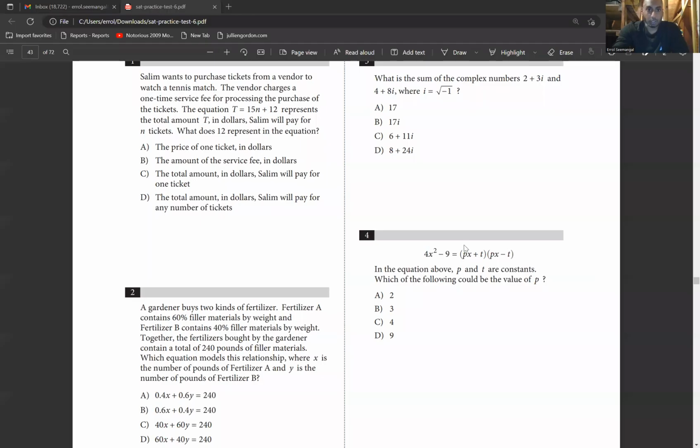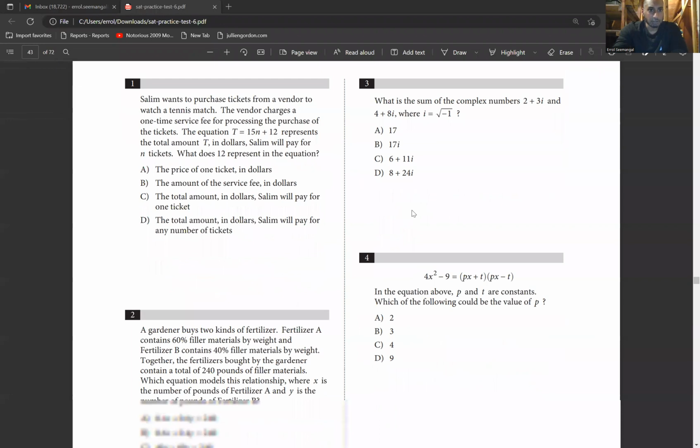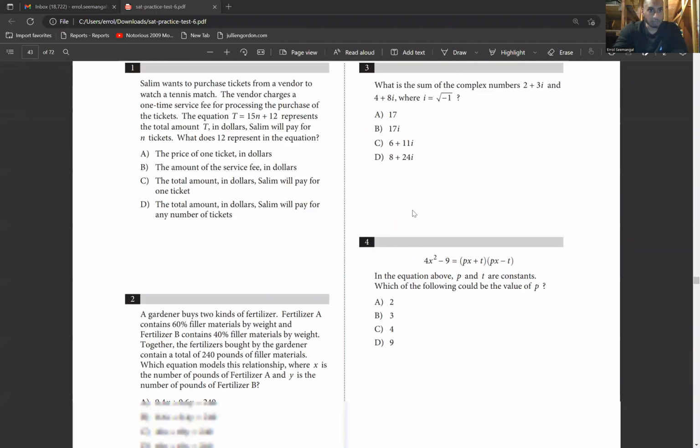Start on this. All right, here we go. You want to start from page 43? Yep. All right.